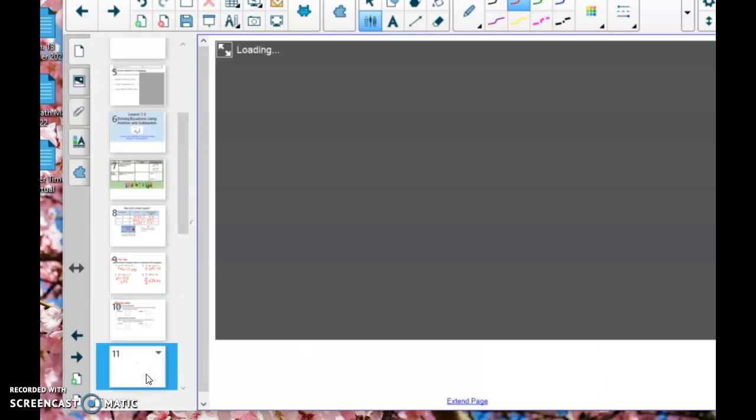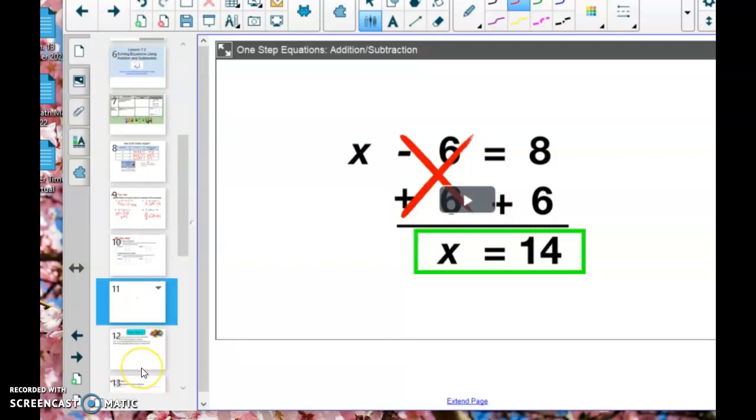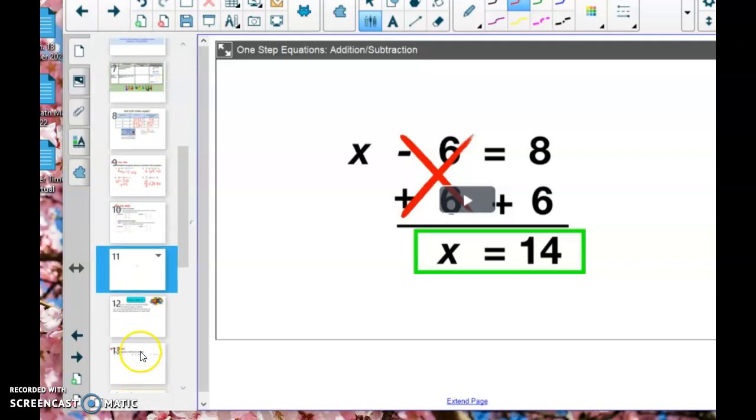In class, students will be watching a short video clip called One-Step Equations, Addition/Subtraction. If you want to search that on YouTube, you can, and then you will watch the same video that the students watched in class.